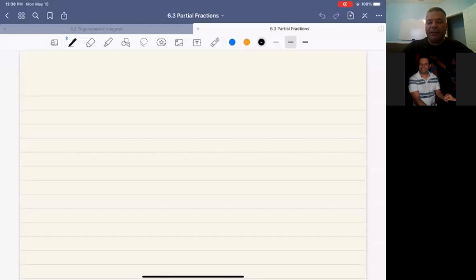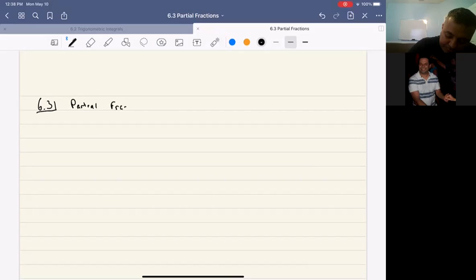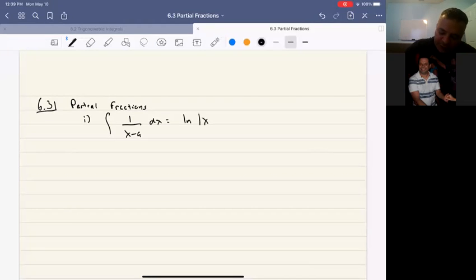All right, welcome back. So we're going to start now with section 6.3. This is partial fraction decomposition. Okay, so the basic idea is, first, we know this integral pretty well. The integral of 1 over x minus a dx is equal to the natural log of the absolute value of x minus a, plus c.